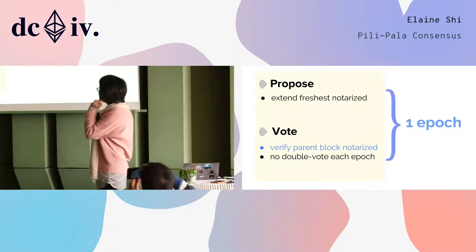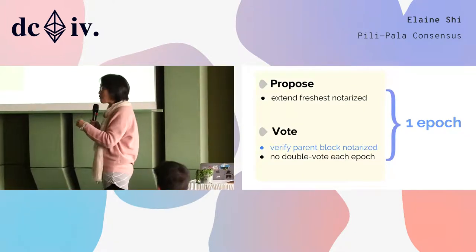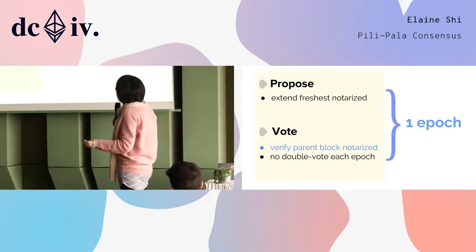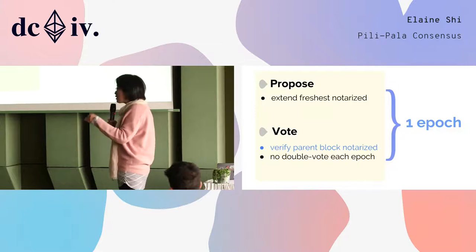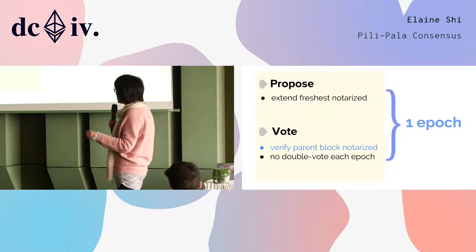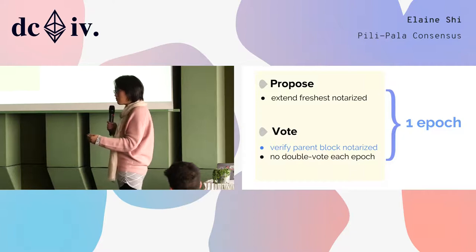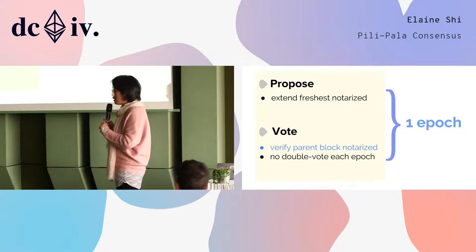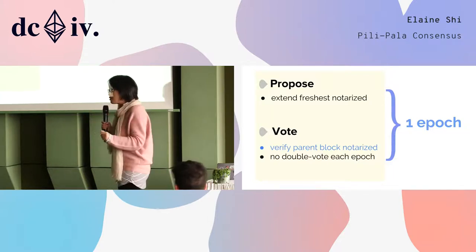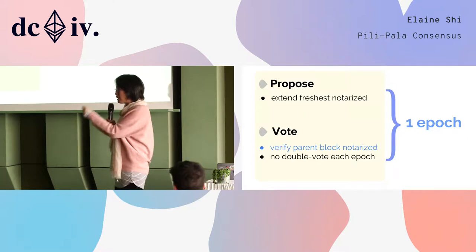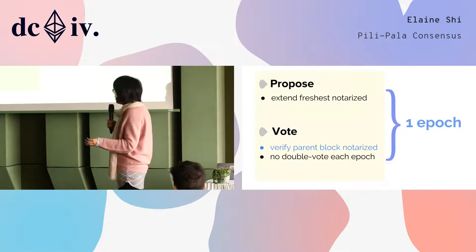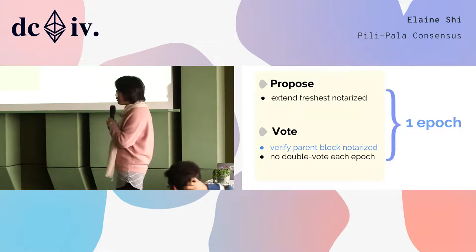Okay, so let's quickly recap the fast path, the one-round voting protocol we mentioned, and let's try to work the proposal rotation into this protocol. As I said, the protocol goes by epochs. In every epoch, we are going to do the following, very natural. If I'm the proposer of this epoch, I will take my freshest notarized chain and propose the next block extending the freshest notarized chain. So very natural. When people receive the proposal, they are going to vote.